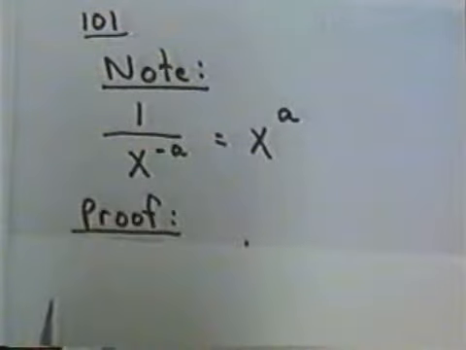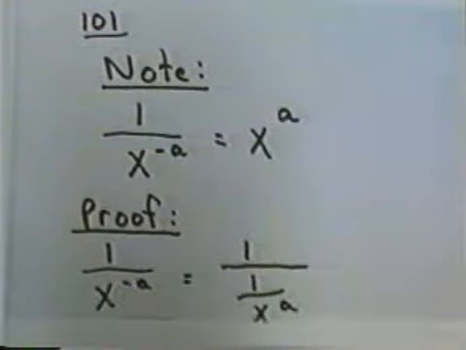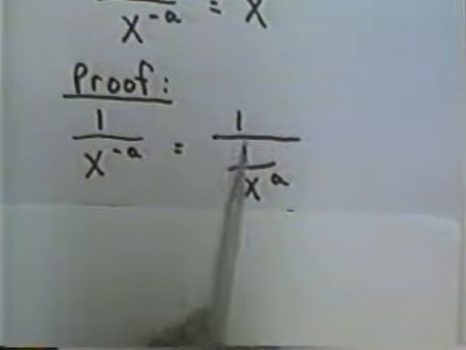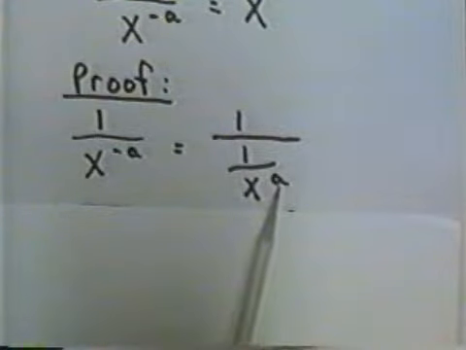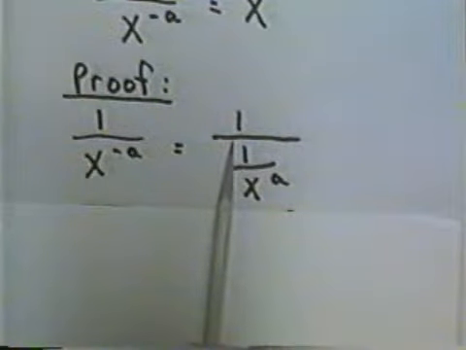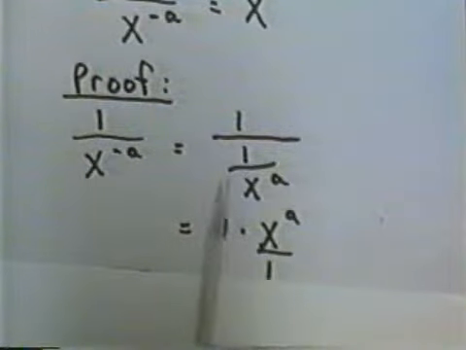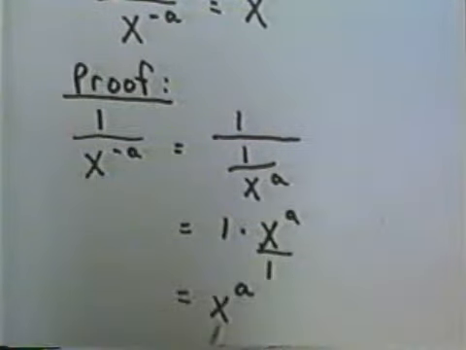Well, let's do a proof of this one. We have 1 over x to the opposite of a. Well, x to the opposite of a tells me to do the reciprocal. So I'd have 1 over x to the a. This bar means to divide. To divide means to invert and multiply. So I would have 1 times x to the a over 1. If I invert 1 over x to the a, I have x to the a over 1. And now if I multiply, I get x to the a. So 1 over x to the opposite of a is equal to x to the a.